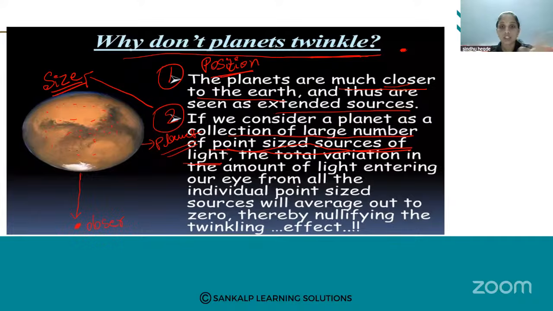This is the collection of a large number of sources of light. So finally we consider it as a single point.